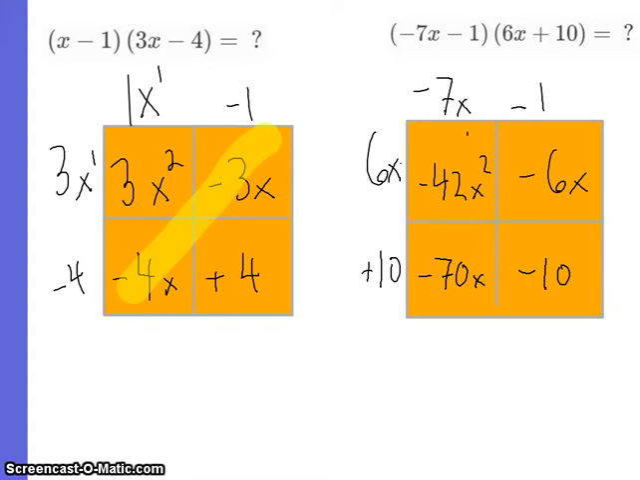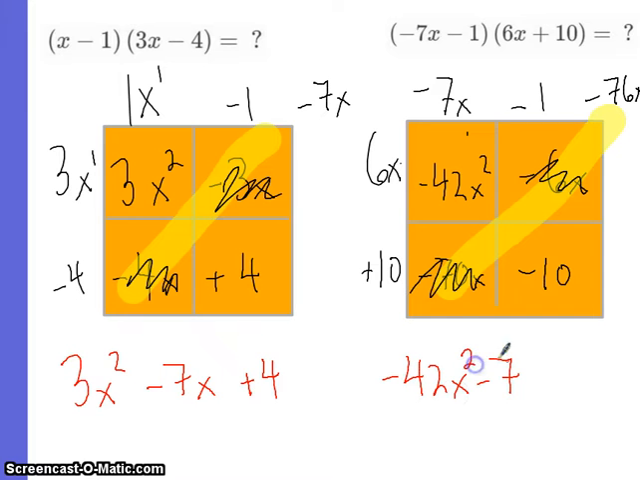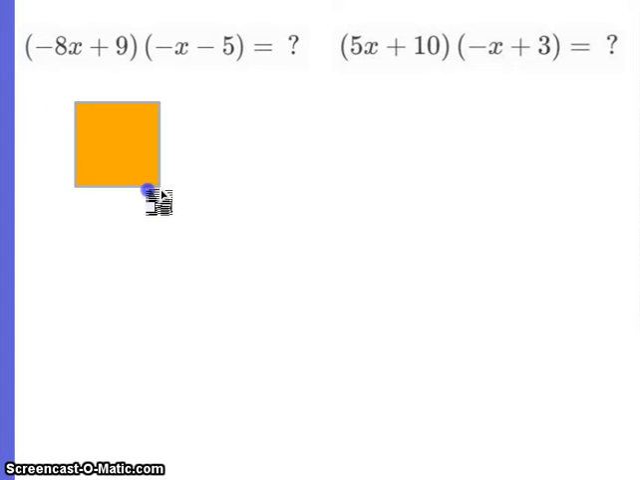The like terms here are negative 4 and negative 3 to make negative 7x. And negative 70 and negative 6 to make negative 76x, because these are both minuses. So my grand total for the first one, red sounds like a good color, 3x squared, negative 7x, and plus 4. And then for the second one, negative 42x squared, negative 76x, and minus the number 10. And these are the last 2 that I wanted to do for you.